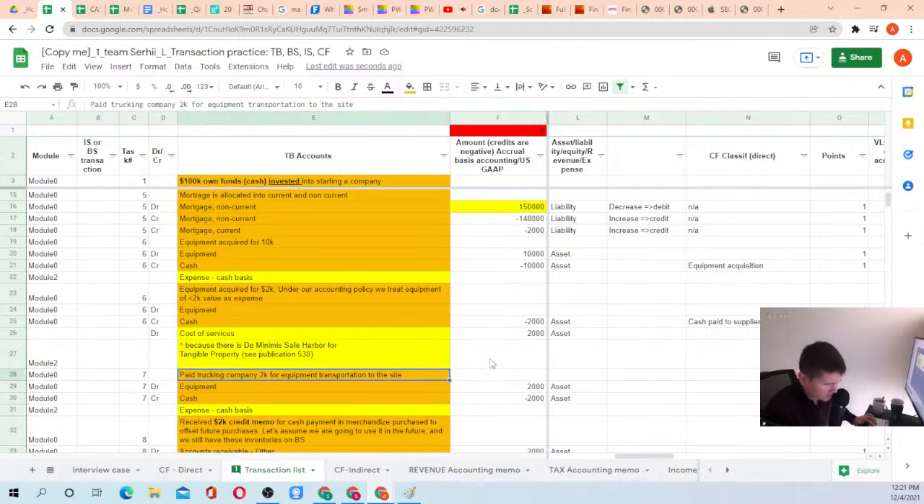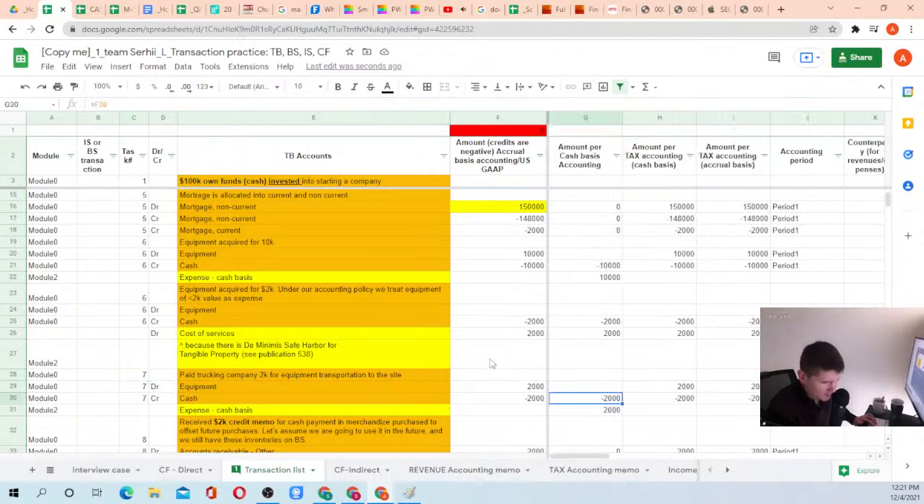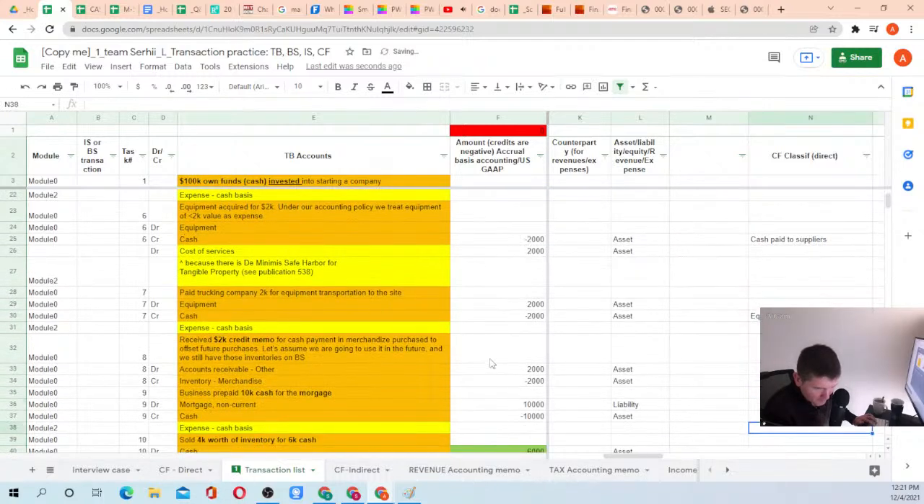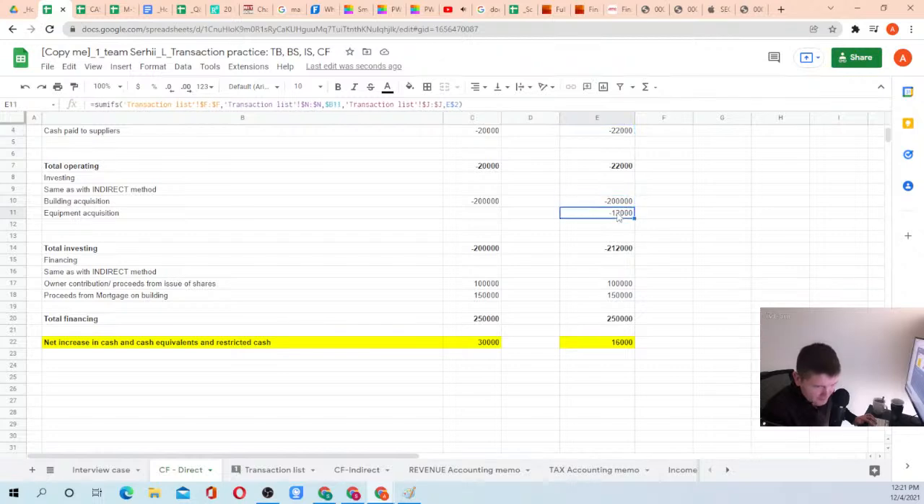We paid trucking company 2,000 for equipment transportation to the site. So this expense is capitalized to our equipment cost based on property, plant and equipment guidance. And we simply add it to equipment acquisition. Okay, let's see if we have it here. Yeah, we have it here.